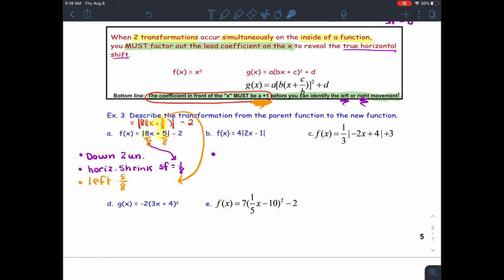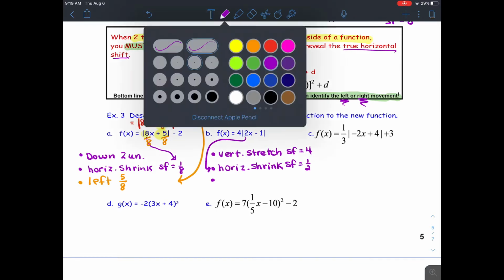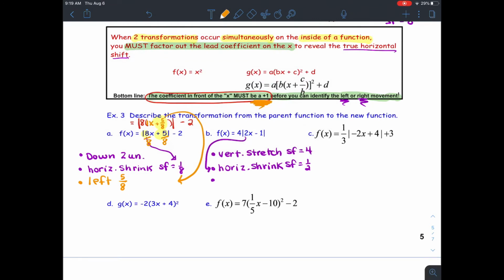Okay, so let's go ahead and try another one here. We're going to do a few of these so we can get the hang of it. I'm going to write down everything happening on the outside. I can see I'm multiplying by 4 on the outside. I should call that a vertical stretch. I'm going to say the stretch factor is 4. I'm also going to write down what this 2 is. That is a horizontal shrink. The shrink factor is 1/2. I'm saving for the very end my description for how many units this actually moved left or right.